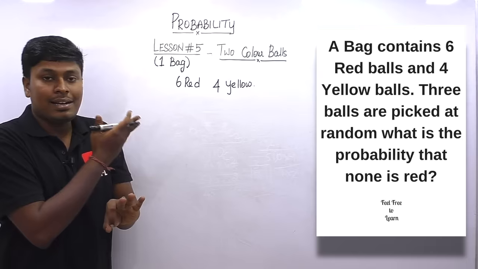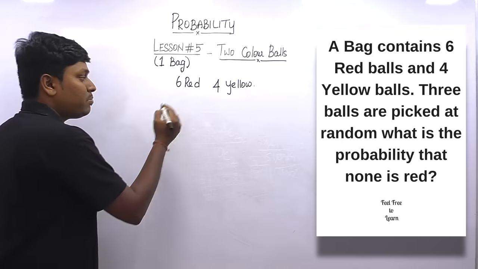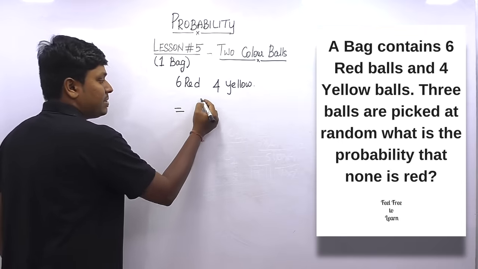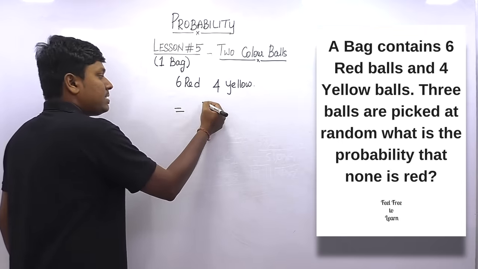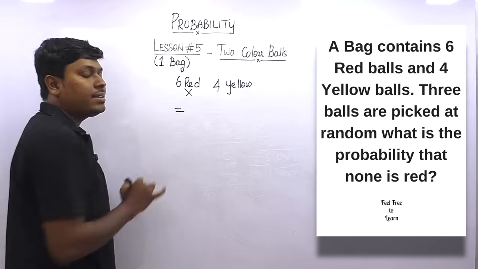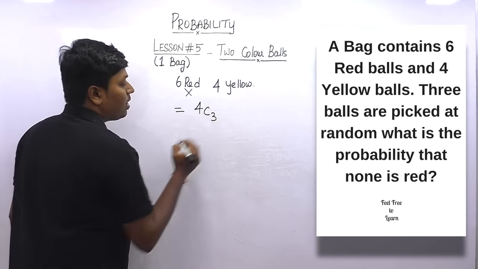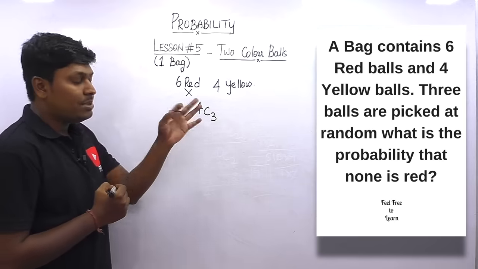So what is the remaining color, which is yellow? From the yellow our target is to pick 3 balls, right? So we can say that probability is equal to sum of observation divided by possibility. Sum of observation, none is red, which means there should not be any red color ball. So what is the remaining color? Yellow color. So out of these 4 yellow, our target is to pick 3 yellow, because 3 balls are to be picked.